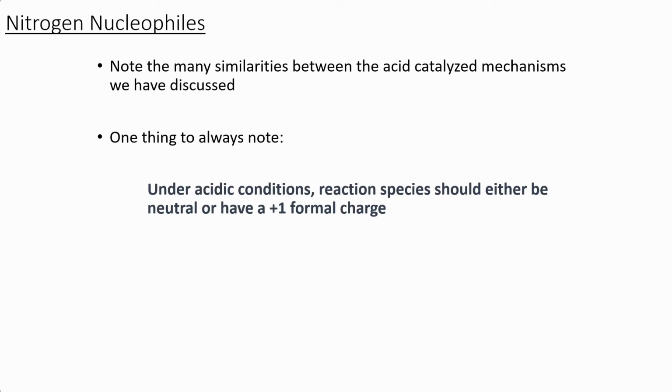All of these reactions that we've looked at up until this point have a lot of similarities, but one thing that we should note, and that we discussed in class in person, is that under acidic conditions, we should be dealing with only neutral and +1 formal charges. None of the intermediates, except for that brief intermediate on the imine formation, should have a negative charge. In acidic conditions, we're looking at mostly positively or neutrally charged species.